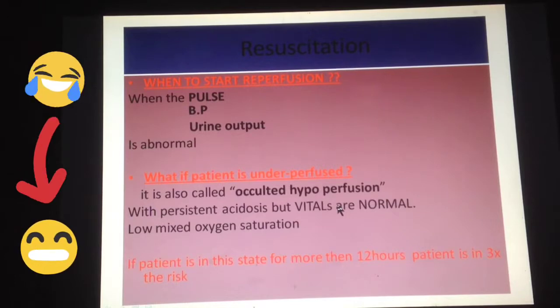By giving more fluids or a sufficient amount of blood, we can restore such a state or make the patient normal. If the patient is in this state for more than 12 hours, there is a 3-times higher risk of the patient dying from this shock.